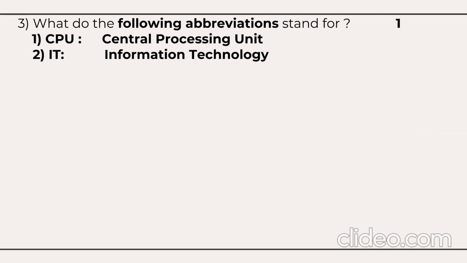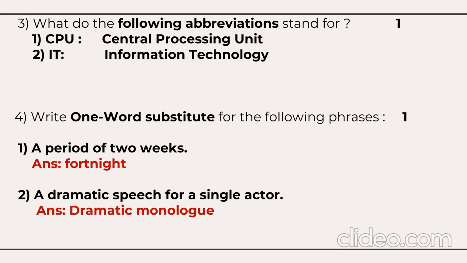Next, we have here, what do the following abbreviations stand for? So you have the abbreviation CPU and IT. CPU means Central Processing Unit. IT means Information Technology. That is for 1 mark. Then one word substitute. So what is the one word for the period of 2 weeks? Fortnight. One word for a dramatic speech for a single actor: dramatic monologue.